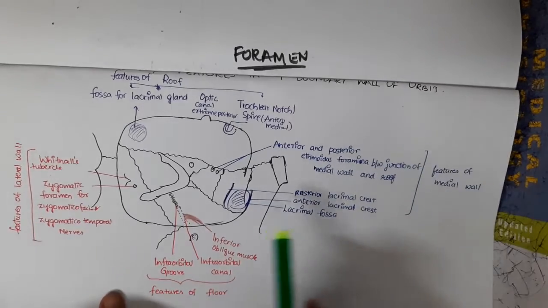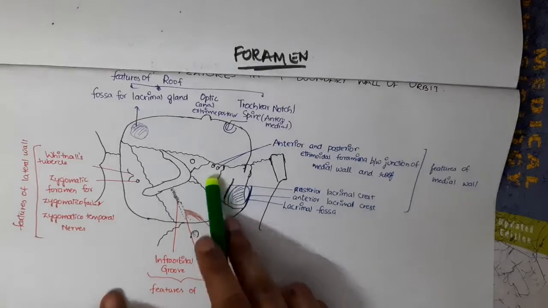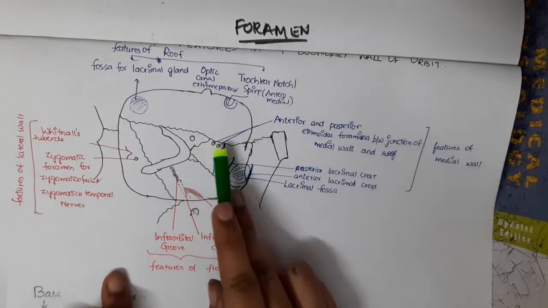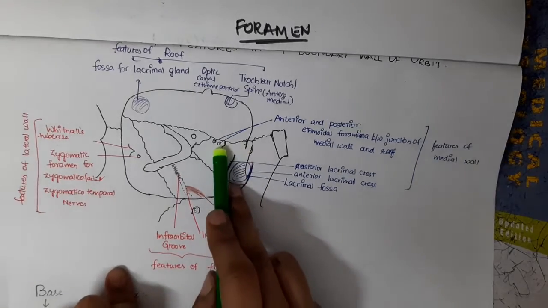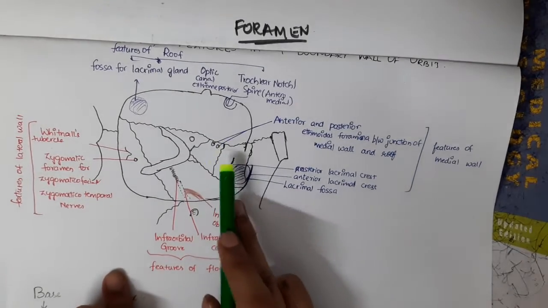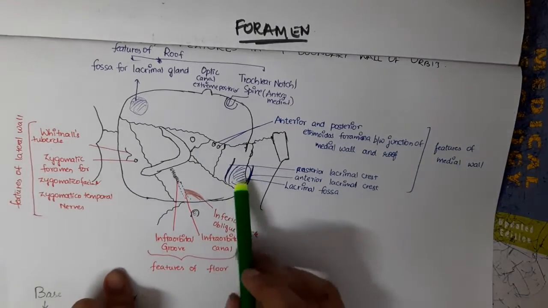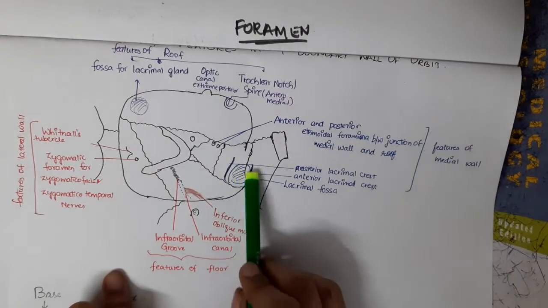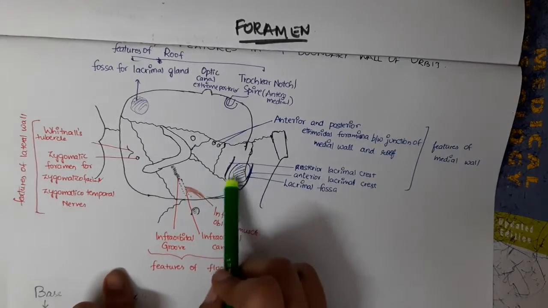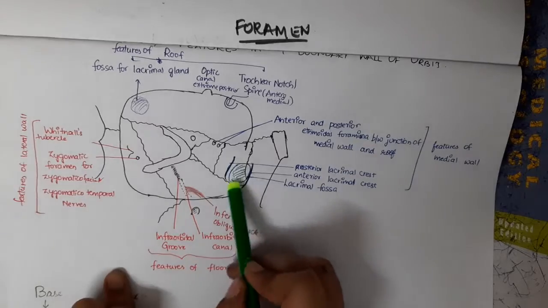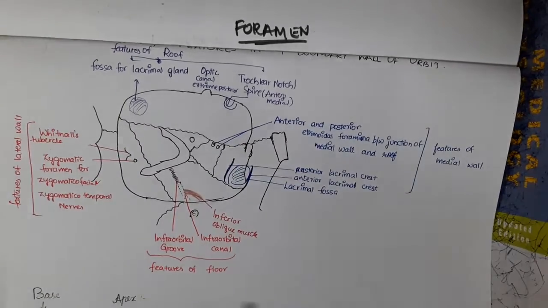On the medial side we have two foramina, the anterior and posterior ethmoidal foramina, which are present at the junction of the medial wall and the roof. Then we have the lacrimal crest. We have the anterior lacrimal crest and posterior lacrimal crest, and we have a lacrimal fossa, which is surrounded by the anterior lacrimal crest and posterior lacrimal crest.